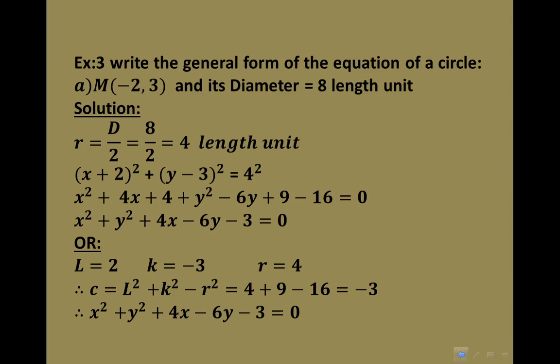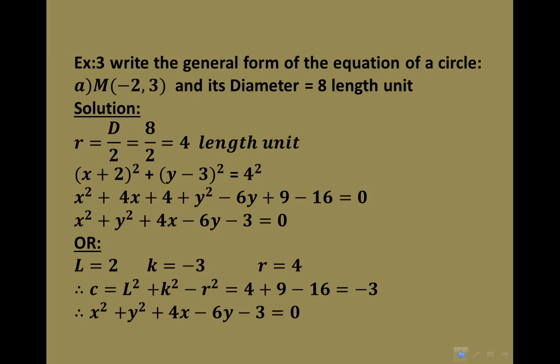Or I can use the general equation directly. Since M, its coordinates equals negative 2 and 3, then L equals positive 2 and k equals negative 3. Take care, I change the sign of both numbers d and e to write L and k. L equals 2 and k equals negative 3. The radius of this circle equals 4. Then c equals L squared plus k squared minus 4 squared equals 4 plus 9 minus 16 equals negative 3.